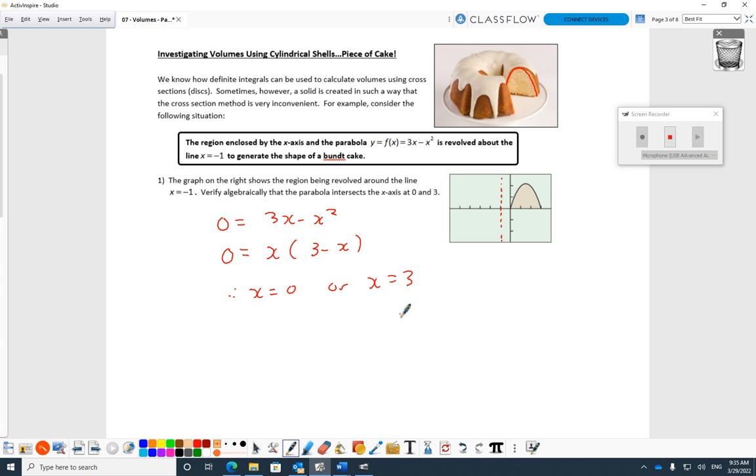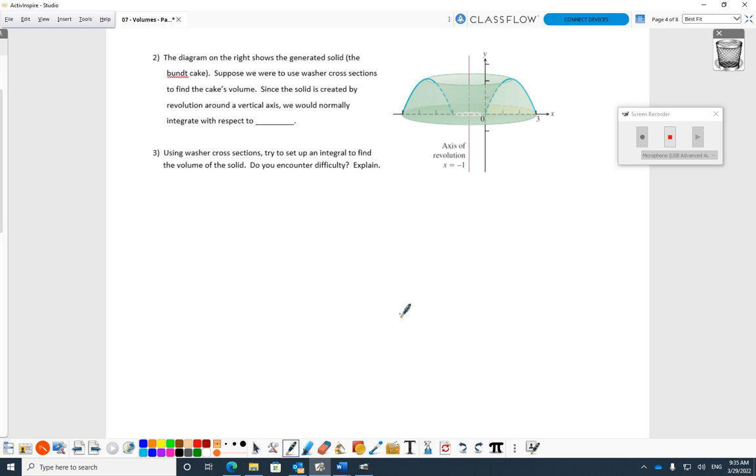More time here? Next, the diagram on the right. Oh, what a great diagram. It's a beautiful picture of what's going on here. The parabola has been wrapped around the line x equals negative 1, creating this bundt cake. Suppose we were to use the washer cross-section method. Okay, it's awfully tempting to do washers here. Can you picture the washer? Oh, it's hard to picture the washer. Hold on, maybe I've got something.